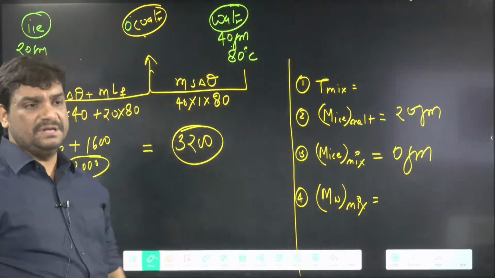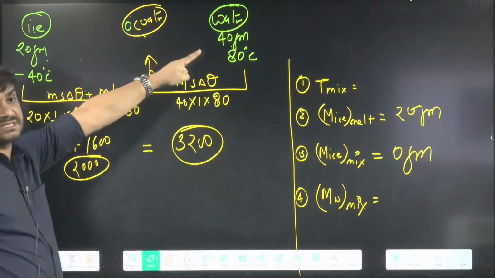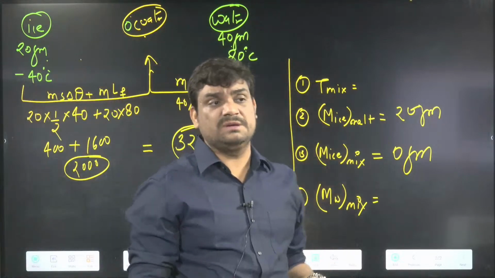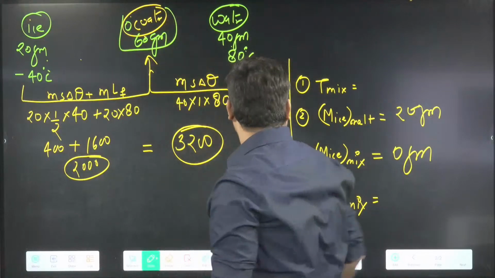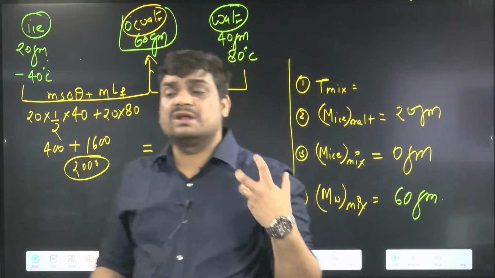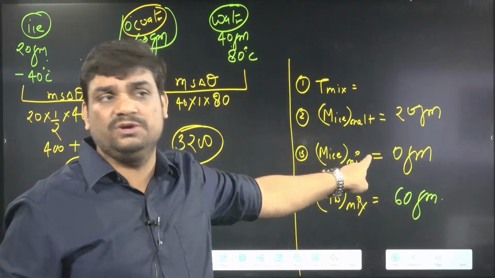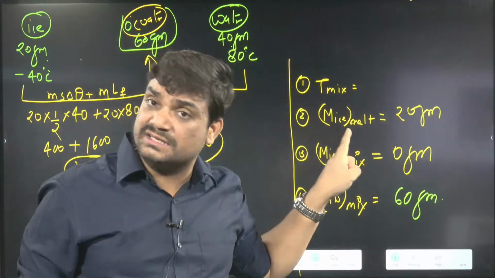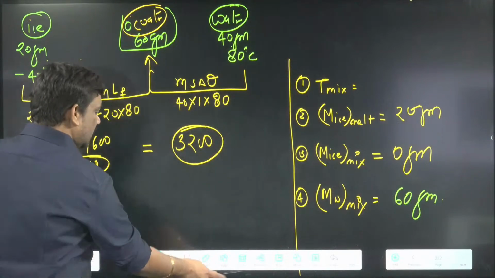How much water will be there? You can say total ice will be melting in this case. So from this side 20 will be coming, from this side 40. So total water is going to be how much here? 60 gram. Okay. 60 gram water will be there. Now sometimes they are asking how much water content will be there. We can say water content is going to be 60, because we know total ice is going to melt.